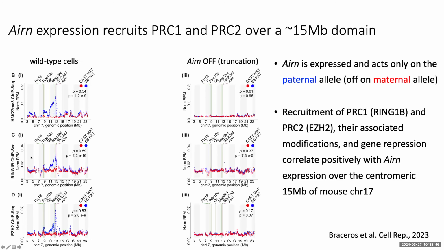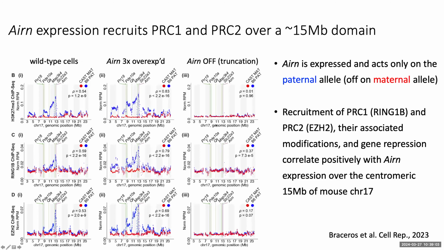We know these modifications are Airn dependent, but here's just a way to convince you of that. So if we truncate the Airn non-coding RNA just downstream of its transcriptional start site with a triple polyadenylation cassette, you see that all this really incredible enrichment of Polycomb on the paternal allele drops to baseline. And more than that, we can overexpress the Airn non-coding RNA from its endogenous promoter using catalytically dead Cas9 fused to a transcriptional activator. And you see this really incredible increase in Polycomb-directed modification, again, specifically on the paternal allele, which expresses Airn.